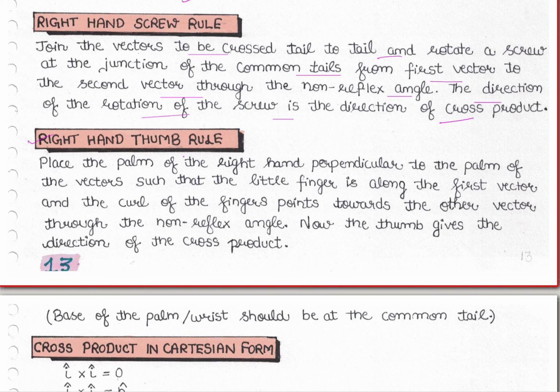Now what is right hand thumb rule? Place the palm of the right hand perpendicular to the plane of the vectors such that the little finger is along the first vector and the curl of the fingers points towards the other vector through the non-reflex angle. Now the thumb gives the direction of the cross product. Here we can take a note: base of the palm or wrist should be at the common tail.